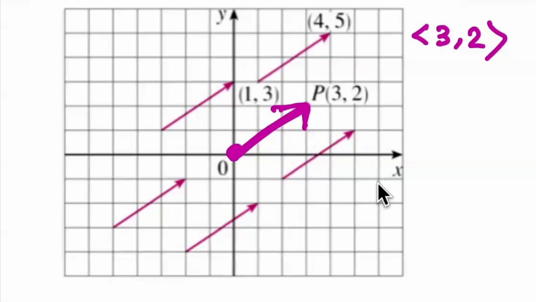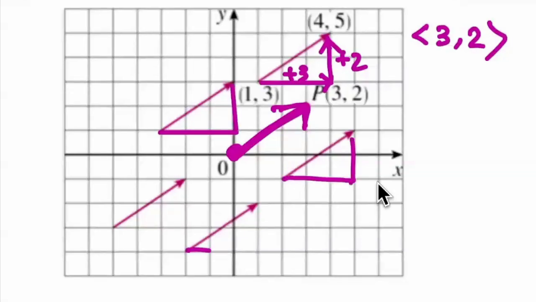Someone says, oh, how do I know 3, 2? Well, you just go 3 units to the right, and then you go 2 units up, and then the result will be the vector. This just means that you go 3 units in the positive x direction and 2 units in the positive y direction, and this is the vector that you have. So it's always 3 and then up 2. Move 3, up 2, move 3, up 2, move 3, up 2.